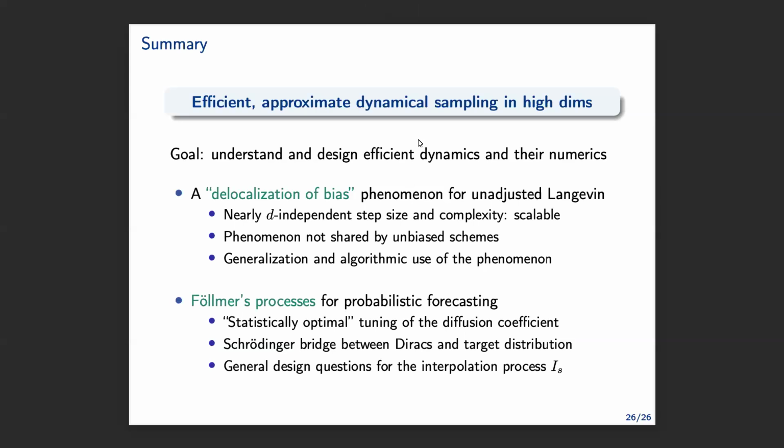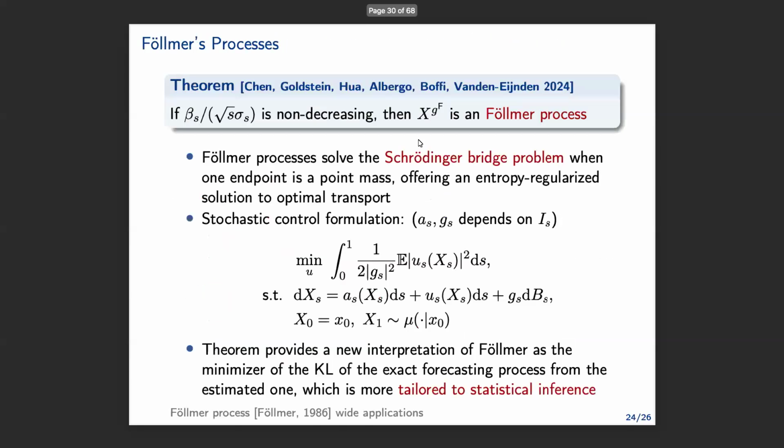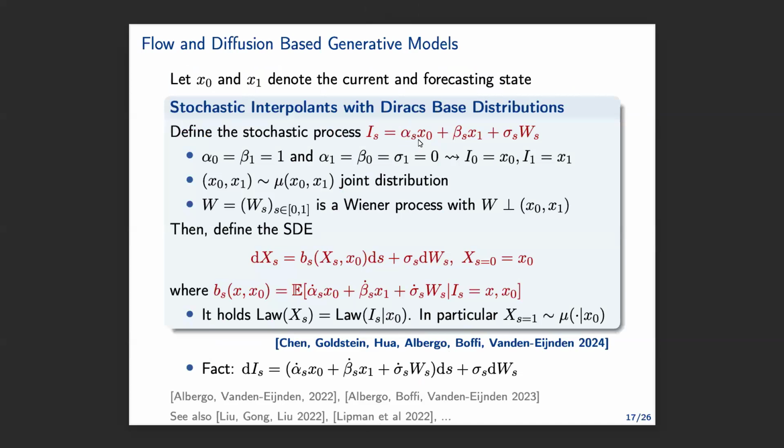Okay, can you talk a little bit about the last part, the general design questions for the interpolating process? Okay, are you asking how in general to design this interpolating process? Yes. For this framework, which is very general, you just give me alpha_s, beta_s and sigma_s to get the algorithm. For this picture we show, we just use the very standard beta_s equals s squared, and sigma_s equals 1 minus s.